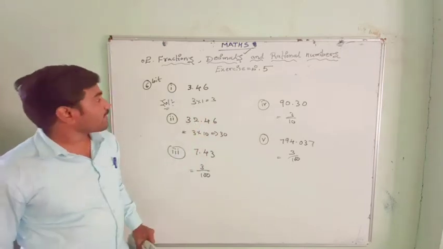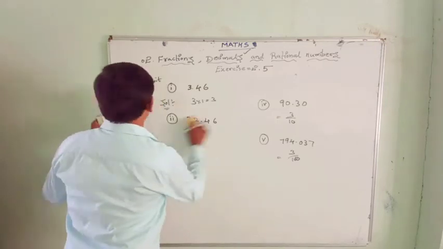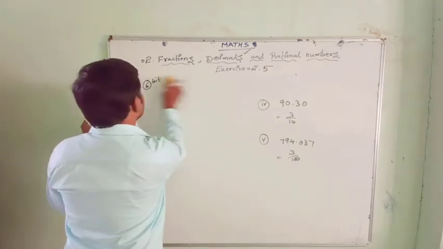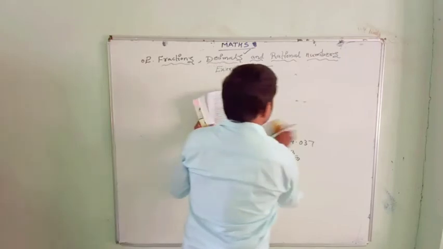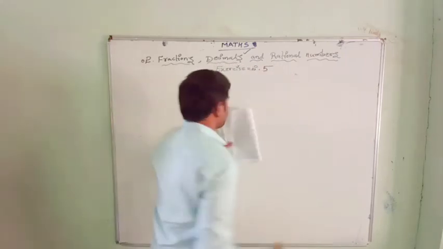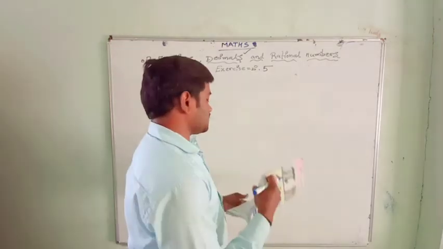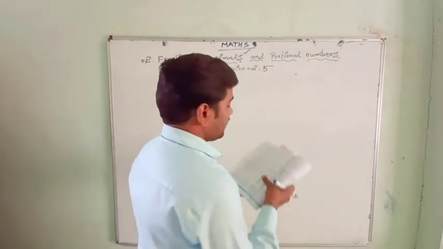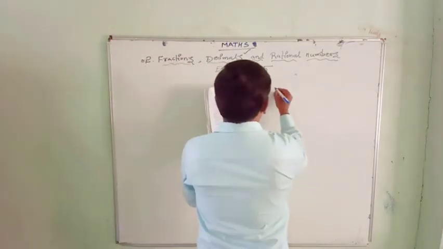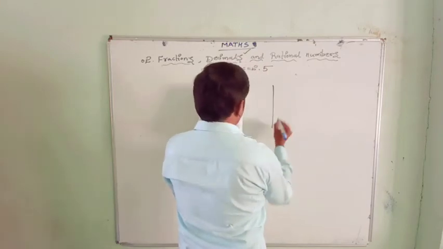Now we go for the word problems. There are only 2 word problems in this. Now let me read that. To understand this 7th word problem, we have one diagram here. I will try to draw the diagram.